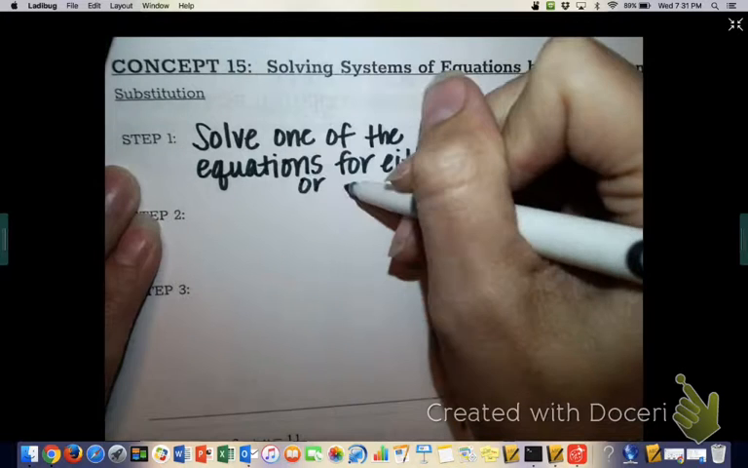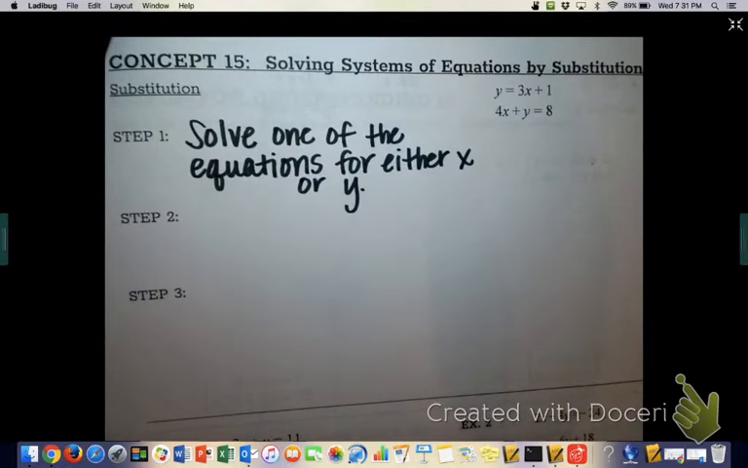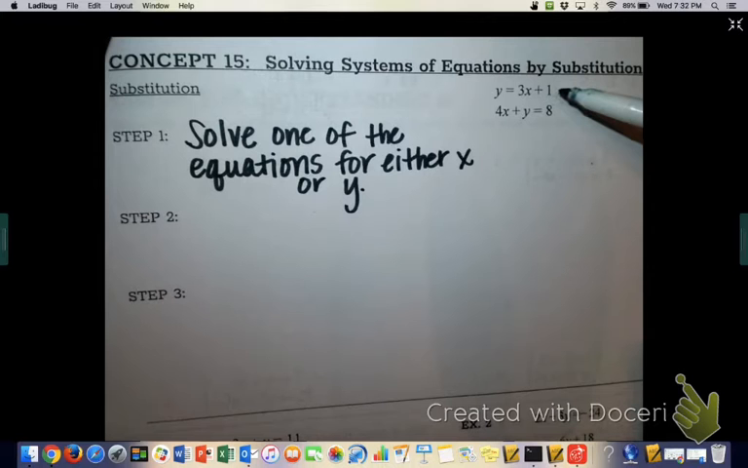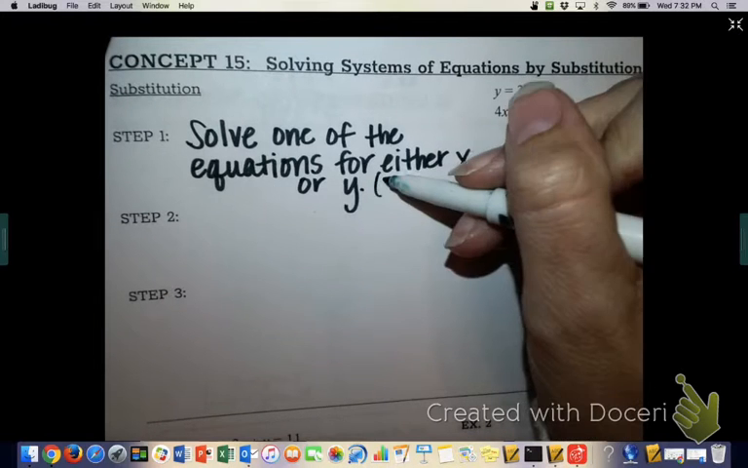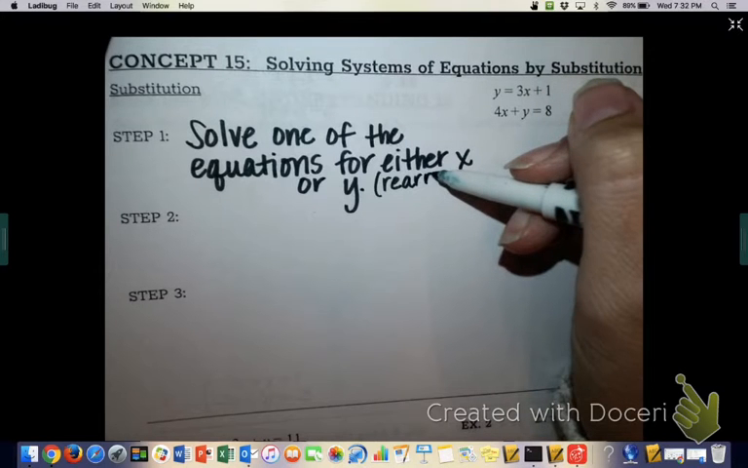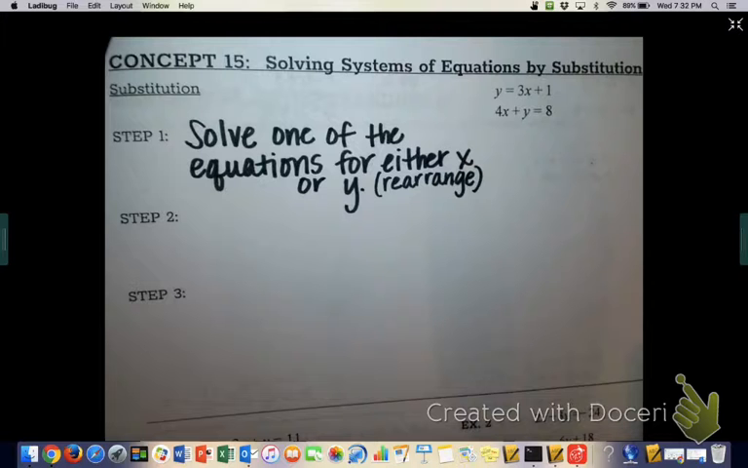Okay, and I'm just going to look at our 2 equations that we have and notice happily that one of them is already done. If you have to just solve one of them for x or y, the top one is already solved for y. And all it means is to rearrange. I'm even going to put that in parentheses. Rearrange one of the equations so that y is by itself, or it could be x is by itself. And so, yay, step 1 for us is done on this particular problem.